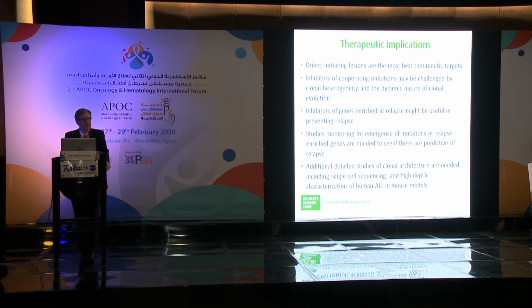There has been great interest in monitoring for emergence of mutations in relapse enriched genes. To date, this has not proven effective, but it doesn't mean that it won't prove effective in the future. So one could imagine a sequencing panel focused on those 12 genes in which mutations are almost never present at diagnosis, but highly enriched at relapse. And perhaps if you start to see emergence of a mutation in that, you could start to think about acting on that. Much more study is needed to see if that's a viable strategy, but it's certainly a reasonable strategy to investigate.